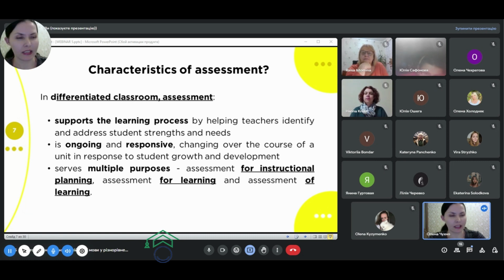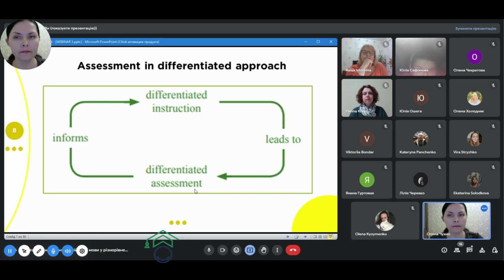And as in any classroom, actually, this assessment may serve different purposes. So we can assess our students in order to understand how to plan our instruction. We can assess our students in the process of instruction, to modify it on the way, and we can assess our students' achievements at the end of the course. So, three basic purposes.